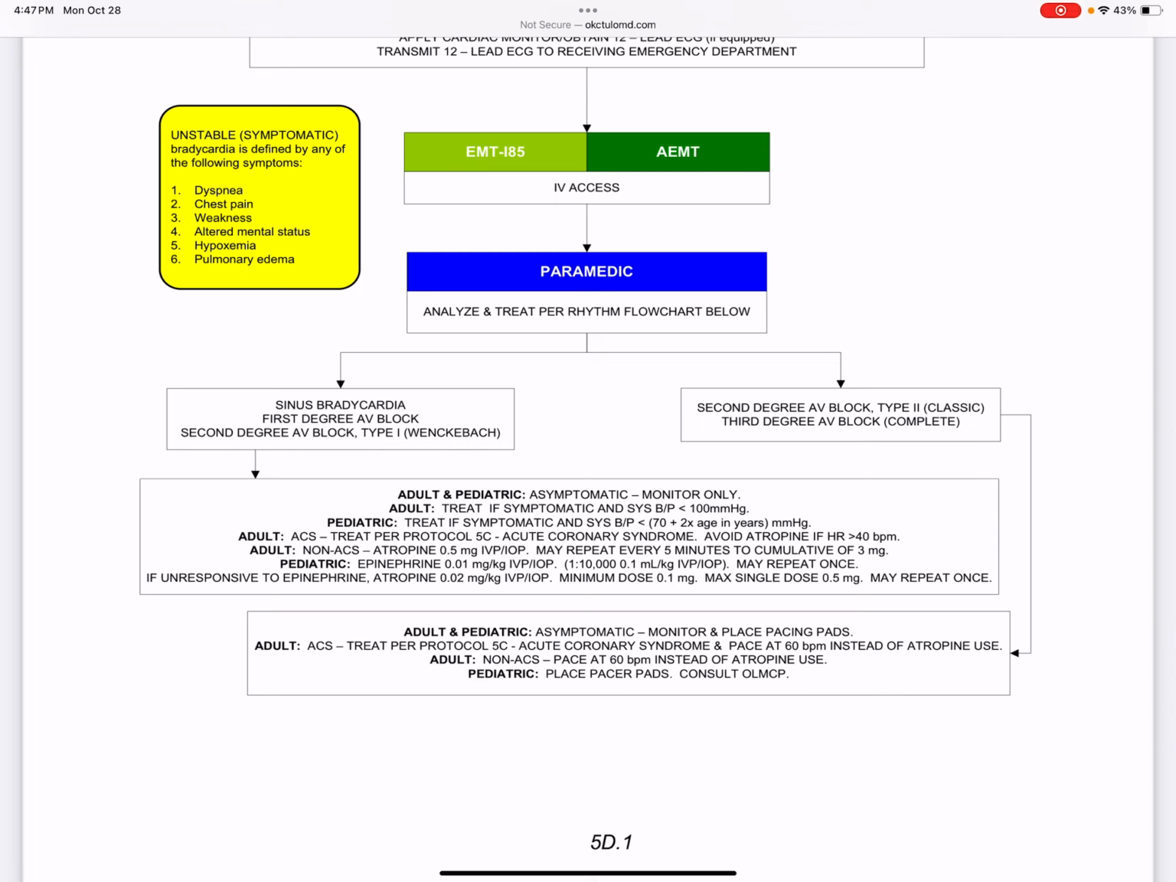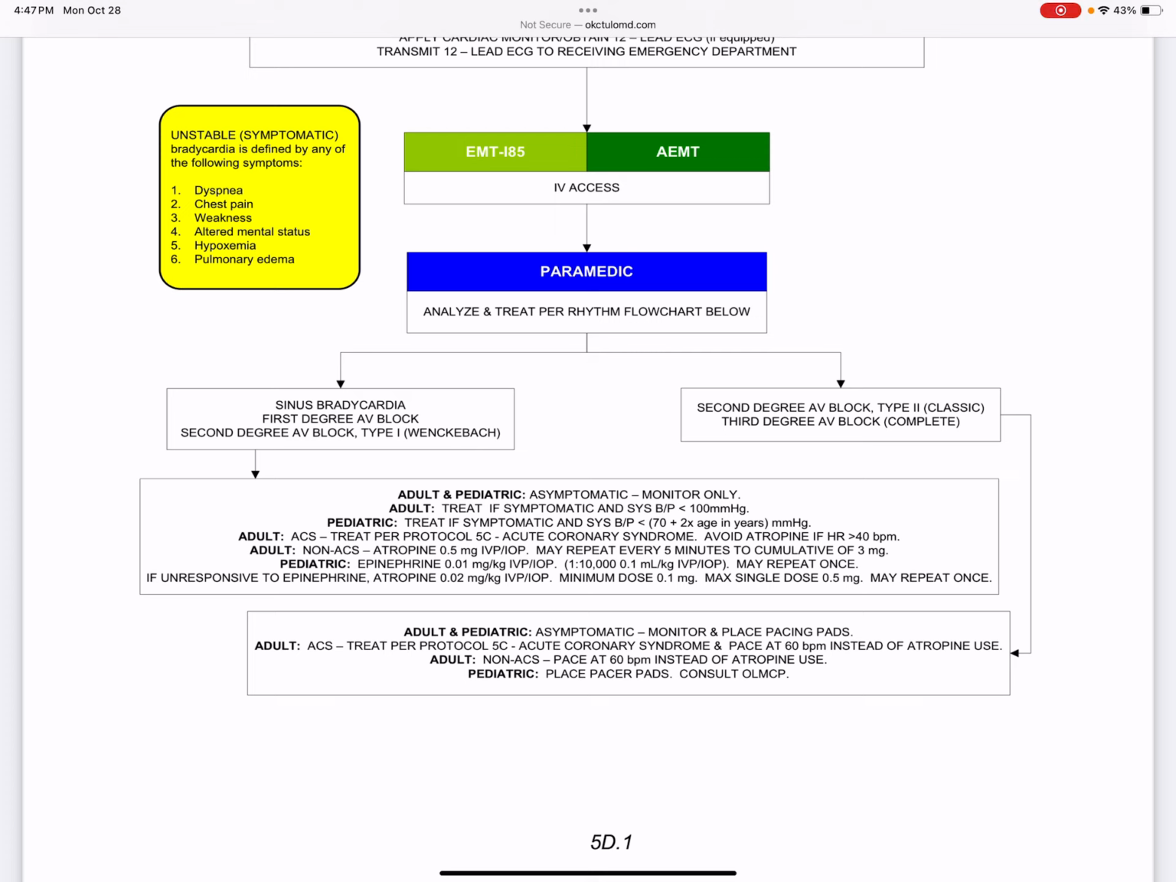If you look over here, there's another yellow box right next to the paramedic before it starts this flow chart, and it says unstable symptomatic bradycardia is defined by any of the following symptoms: dyspnea, shortness of breath, same thing, chest pain, weakness, altered mental status, hypoxemia, or pulmonary edema. So if it has any of those 6 things, they are considered symptomatic if they have the presenting bradycardic rhythm.